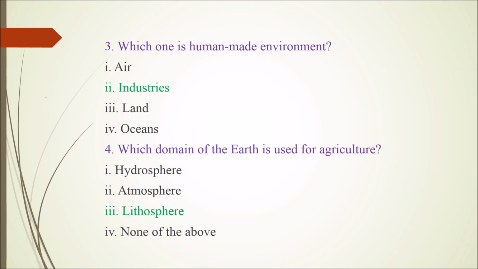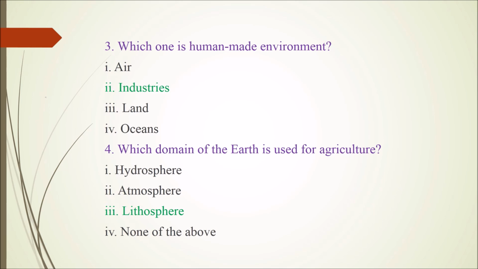Question number 3. Which one is human-made environment? Option number 1, air. Option number 2, industries. Option number 3, land. Option number 4, oceans. So the answer is option number 2, industries.